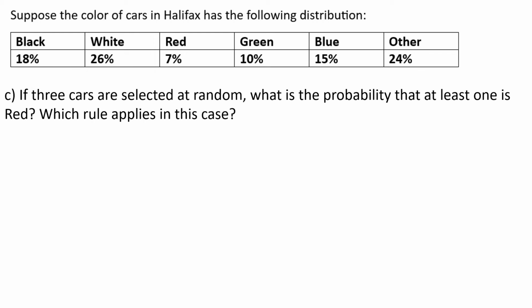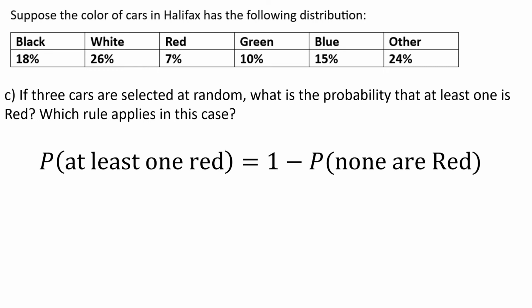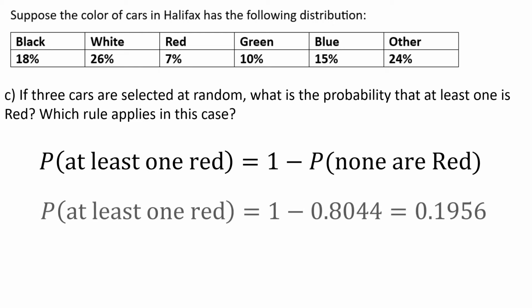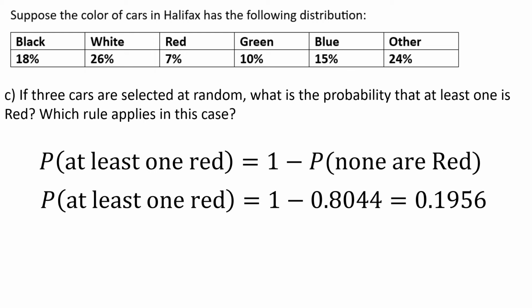So when you see a question that contains the words "at least one," that is a hint that you're going to use the complement rule. And here the reason we use the complement rule is because the probability that at least one car is red is not easy to calculate directly, but the probability of the complement, that none are red, is easy to calculate, right? So we know that the probability of being red is 7%. The probability that none are red is the number we just calculated. So the probability that at least one is red is 1 minus 0.8044, 0.1956. This makes use of the complement rule.